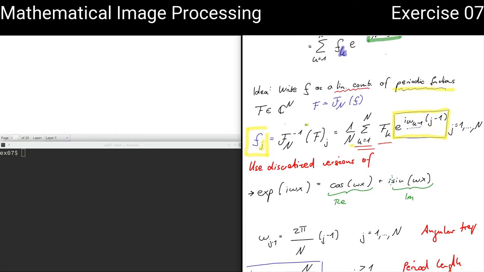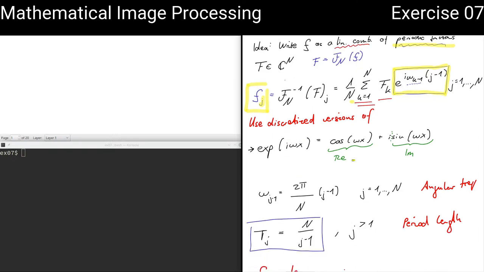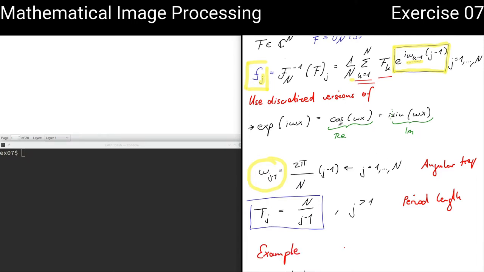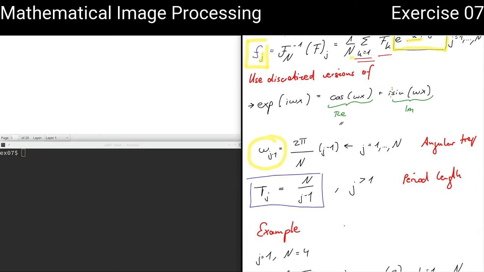So discretizing our periodic function means going to the discrete frequencies that we also have up here. This also corresponds to discrete period lengths T. And in the end, what we saw was the following, which is, I think, very well visible from the formula for omega_j: if j gets bigger, then the frequency gets higher, or the period gets shorter. The example that we considered was a four-dimensional example.